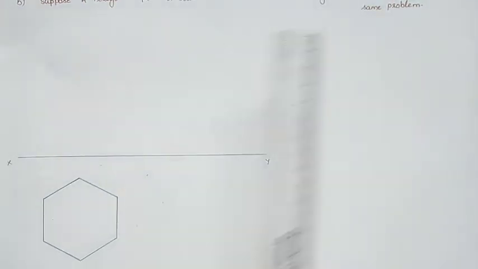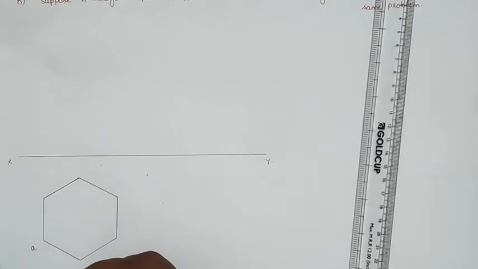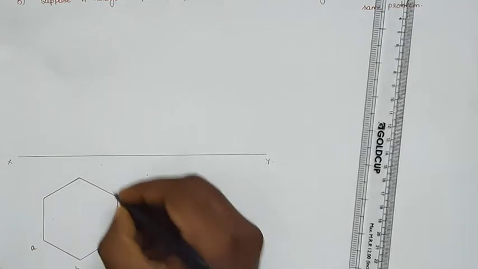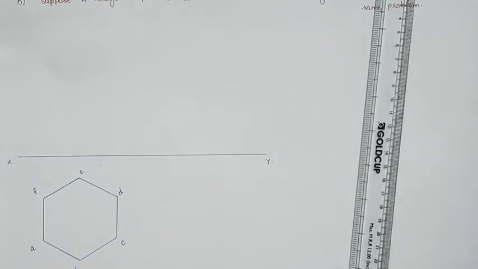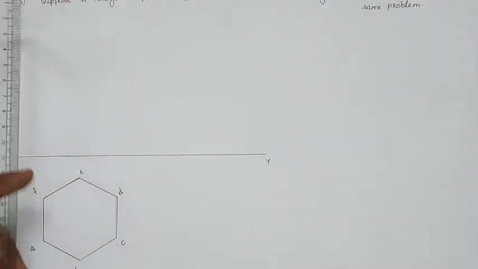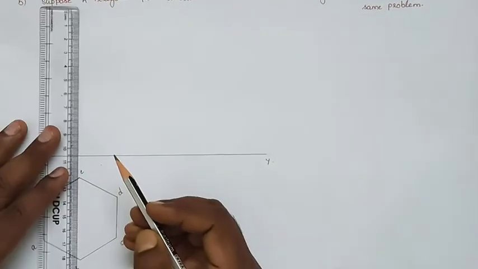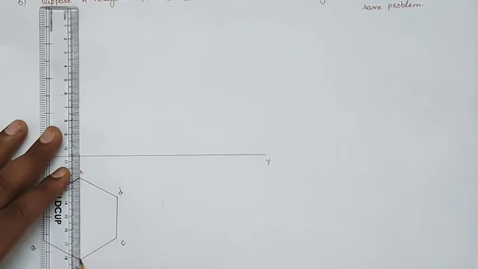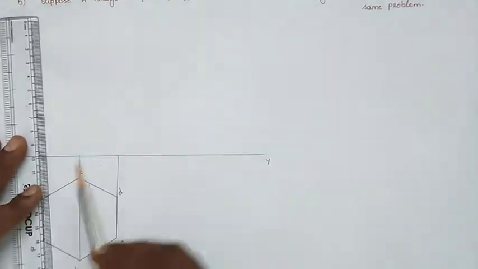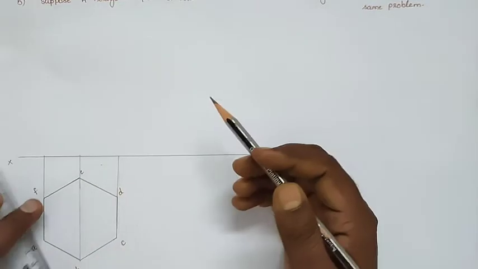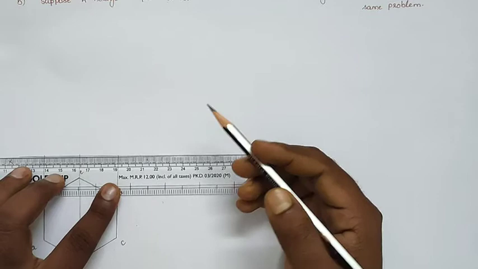So this is our first top view. After drawing the first top view, give the notations A, B, C, D, E, F. After drawing the first top view, projecting it in the upward direction is the simple stage. Projecting it in the upward direction on the reference line, since the edge is on the HP, means on the reference line. We'll get the front view of that plane.